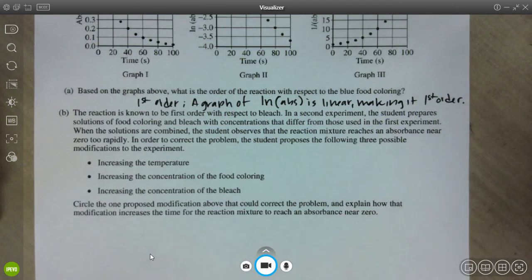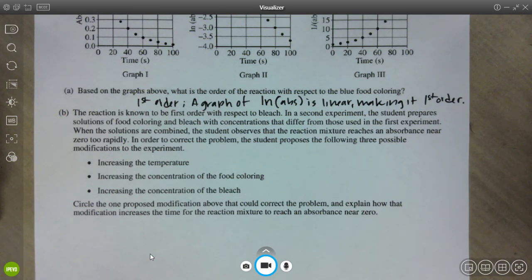Reaction is known to be first order with respect to bleach. In a second experiment, a student prepares solutions of food coloring and bleach with concentrations that differ from those used in the first experiment. When solutions are combined, the student observes that the reaction mixture reaches an absorbance near zero too rapidly. In order to correct the problem, they propose the following 3 possible modifications: increasing temperature, increasing concentration of the food coloring, and increasing the concentration of the bleach. Circle 1 that could correct the problem and explain the modification and how it increases the time for the reaction mixture to reach an absorbance near zero.